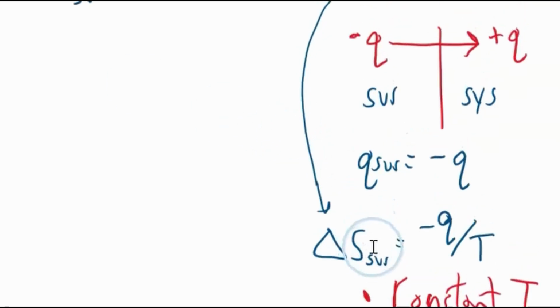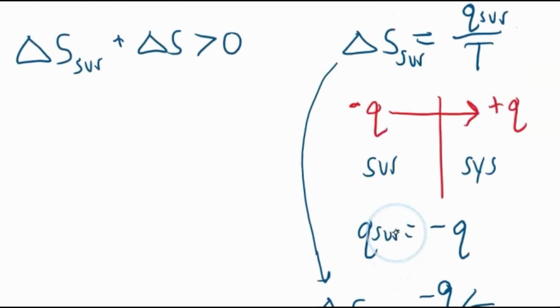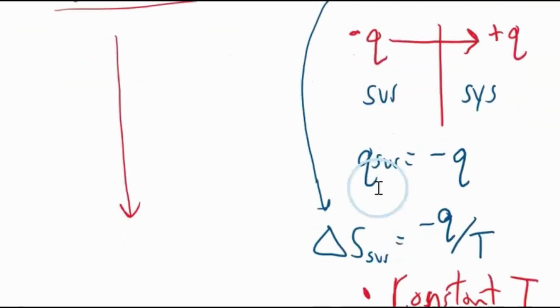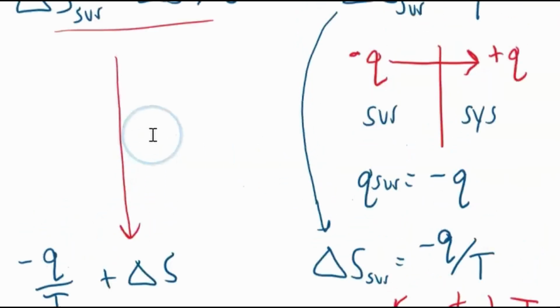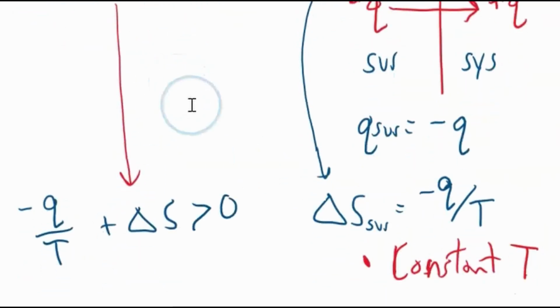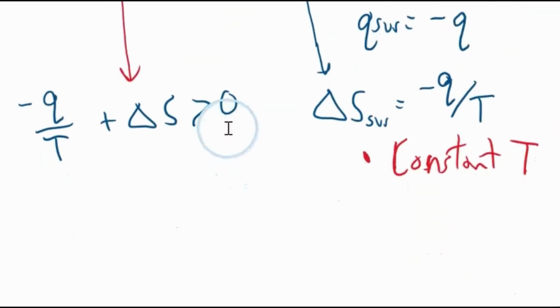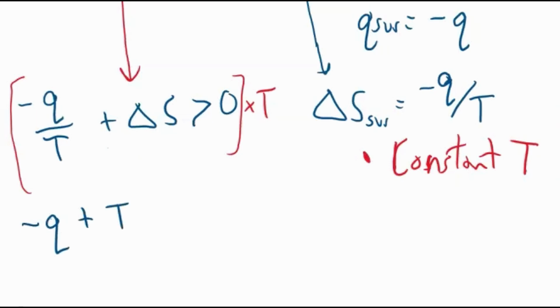Okay, so let's plug this into our second law equation. This is our second law, and we're going to bring this down here, and we're going to substitute this change in entropy of the surroundings. So this is now negative Q over T, plus the change in entropy of the system, which is what we have here, has to be greater than zero. Right on. Okay, so our next step now is to multiply everything. We'll take this whole equation and multiply it by T. We'll do one step at a time: negative Q plus T delta S has to be greater than zero.